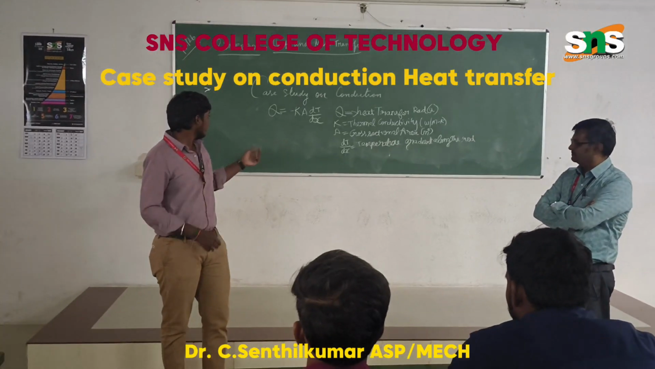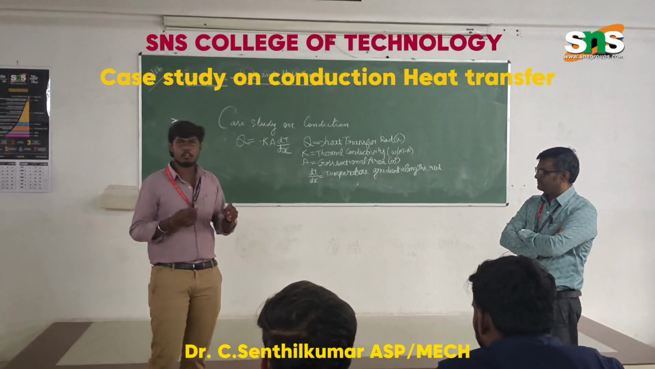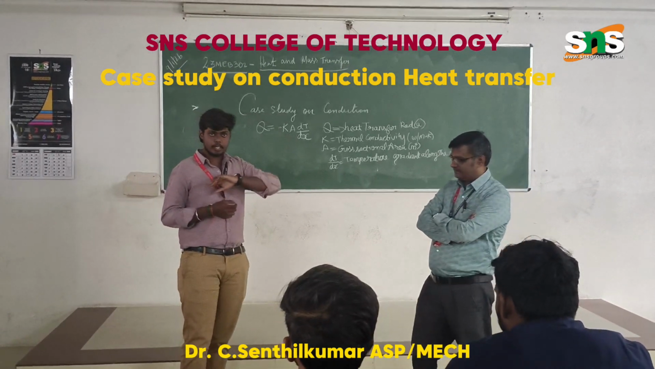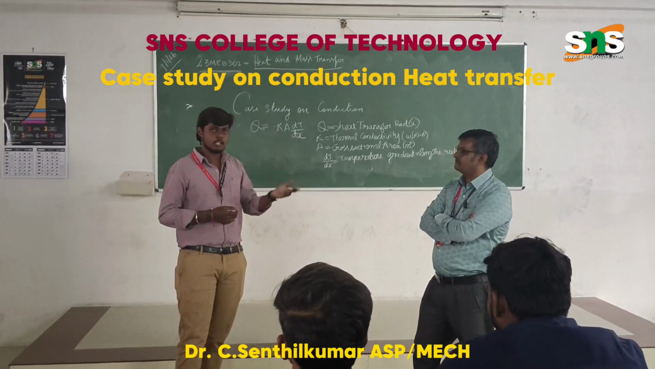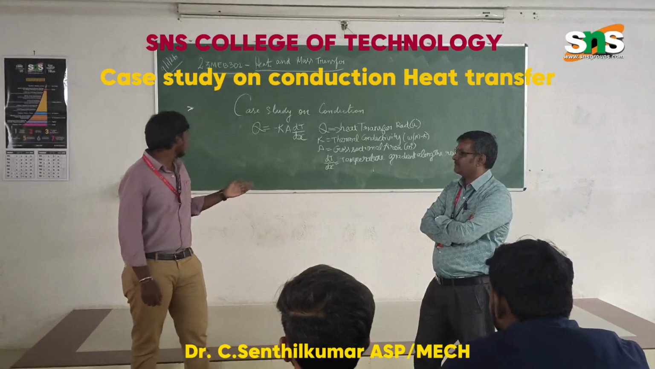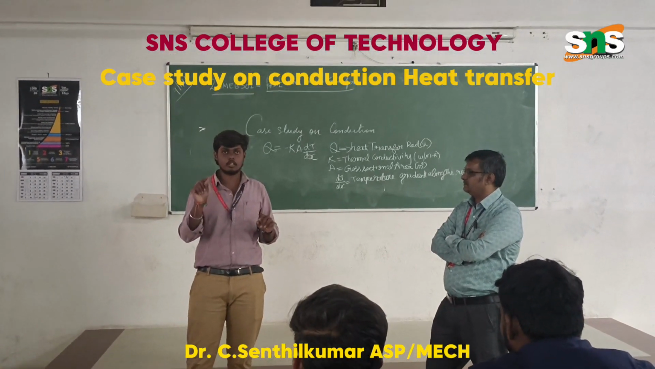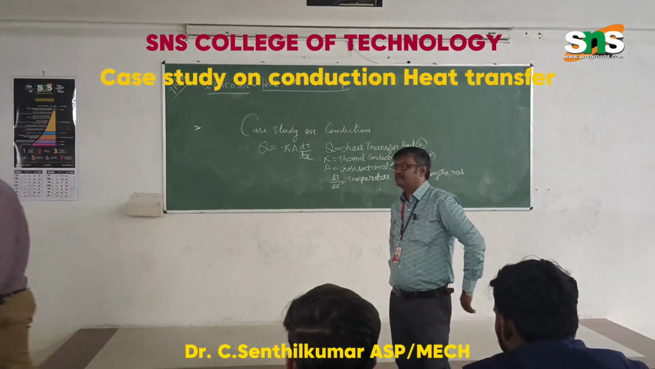dT by dx is the temperature gradient along the rod. When we apply heat from the starting end, the temperature varies from one end to the other end as the thermal conductivity acts. This is how Fourier's law works, and this is the summary for the solid rod. Okay. Next volunteer.